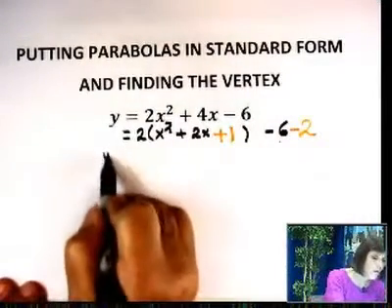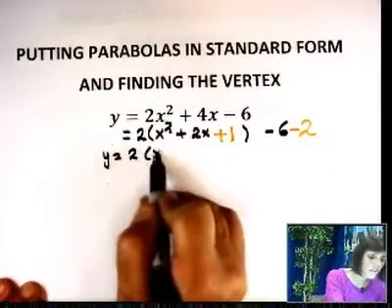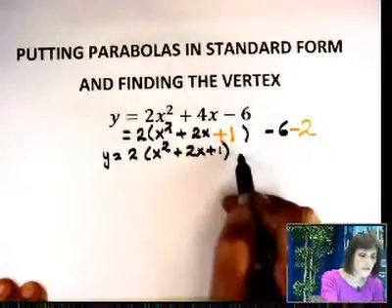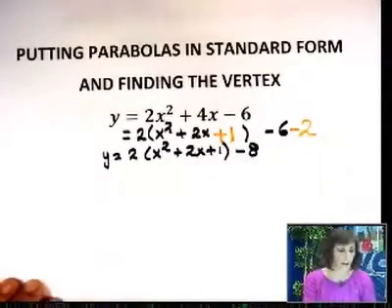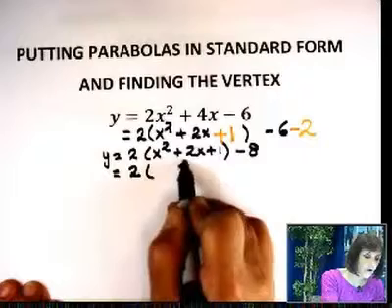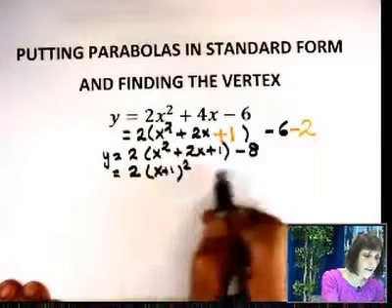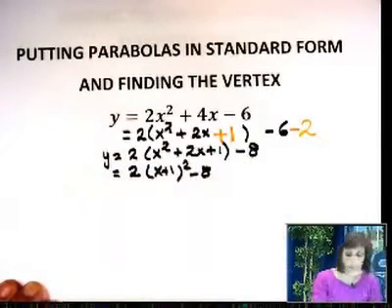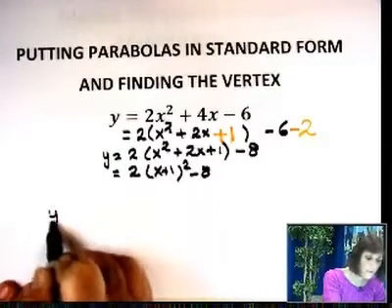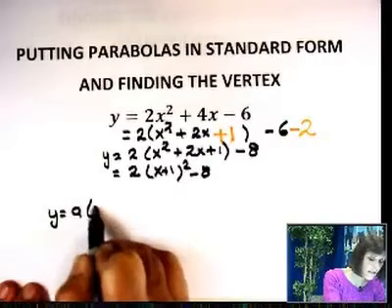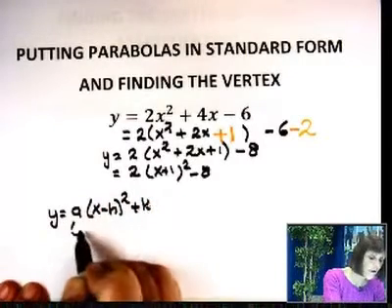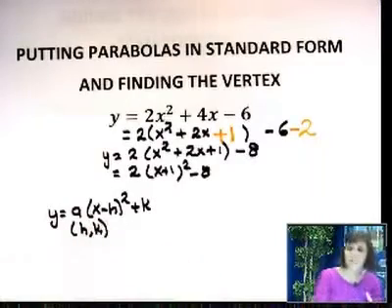Rewrite. y equals 2 times (x squared plus 2x plus 1), -6, -2, -8. Now I'm going to rewrite it: this is a perfect square, (x plus 1) squared, and this one is -8. Well, guess what? I put it in the standard form, y equals a times (x minus h) squared plus k. And I know (h, k) is my vertex.